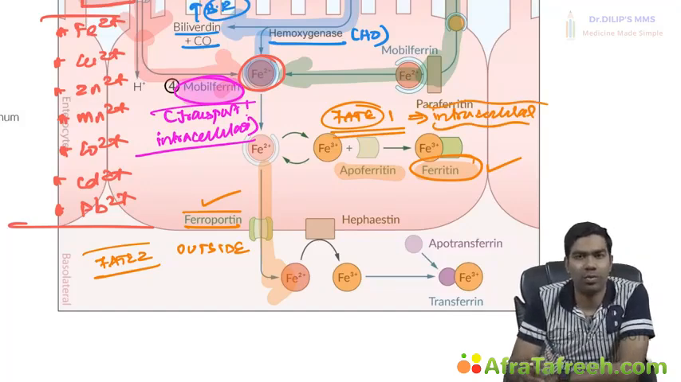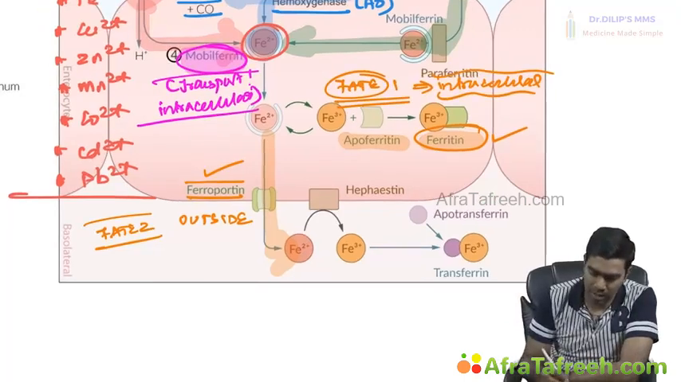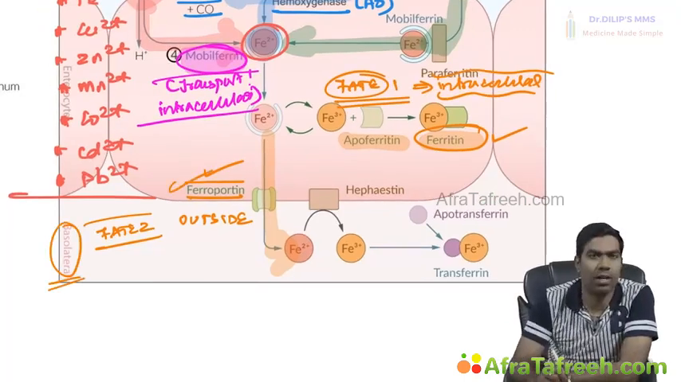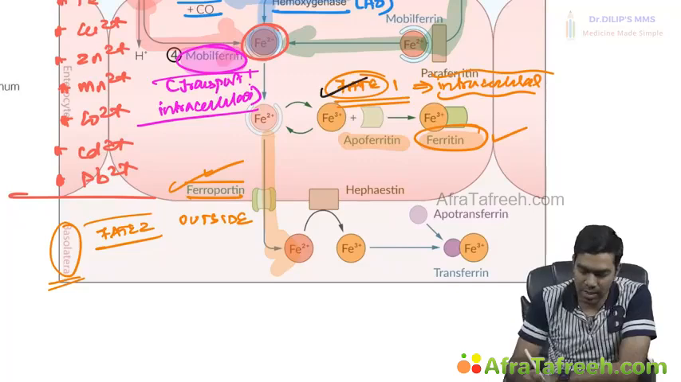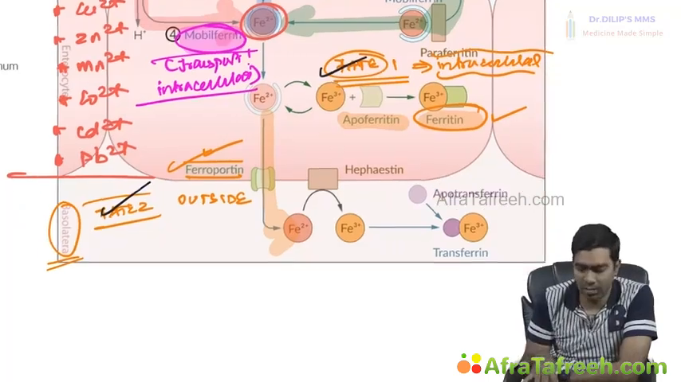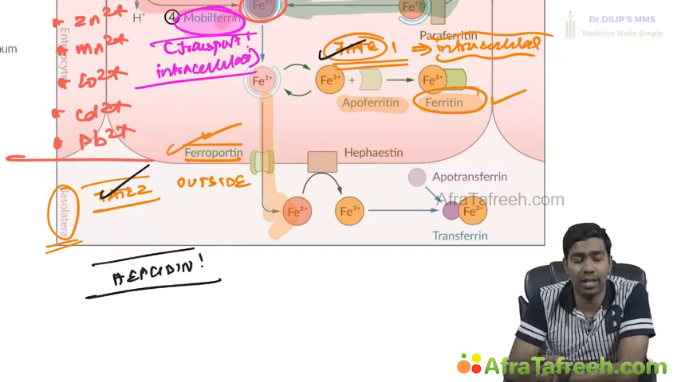Or fate number 2 is that it's going to go outside the cell again with the help of a protein called ferroportin, which is on the cell membrane, on the basolateral side. You have to know very well, ferroportin is on the basolateral side. Very important. So what determines whether there will be fate 1 or fate 2? Very simple. It depends on the hepcidin levels. That's why hepcidin is very, very important. It's a central molecule that regulates iron homeostasis in the body.